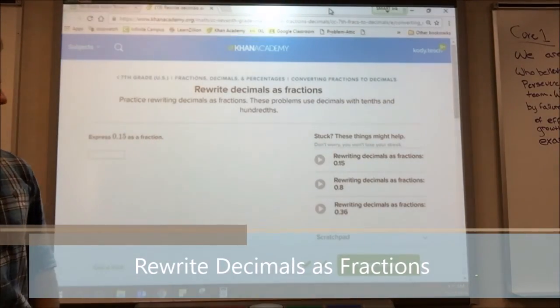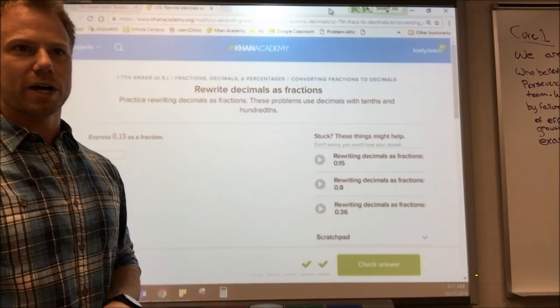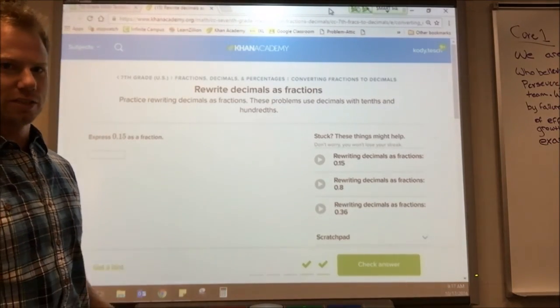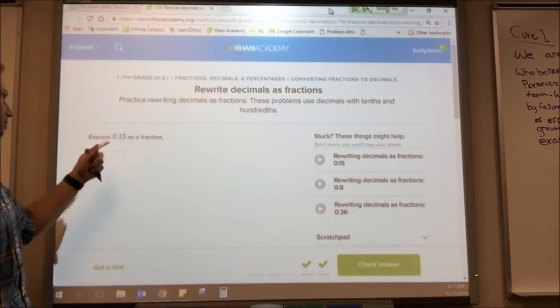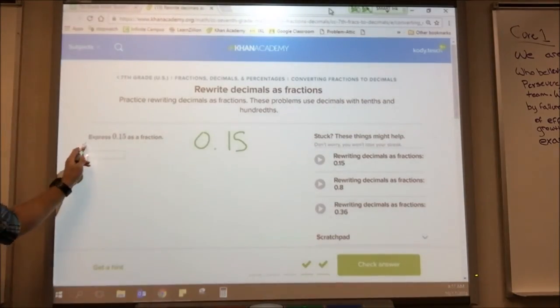All right, seventh graders, we are working on NS3 today, which is rewriting fractions to decimals, decimals to fractions, etc. First we have a decimal here, 0.15, and we need to write that as a fraction.